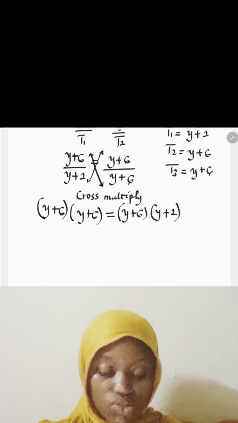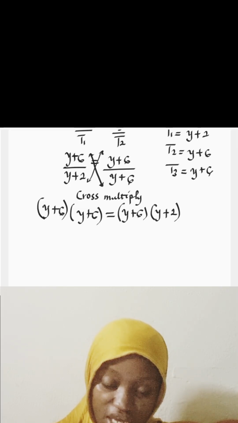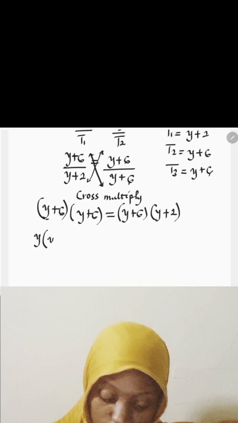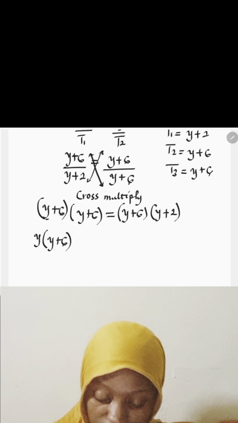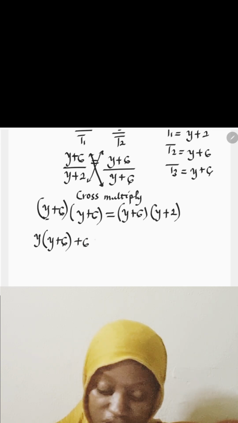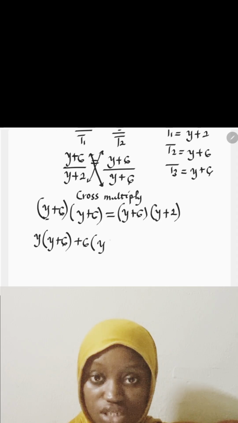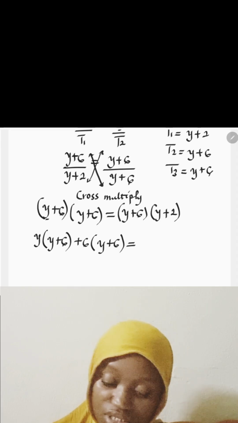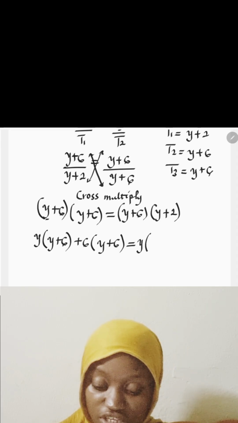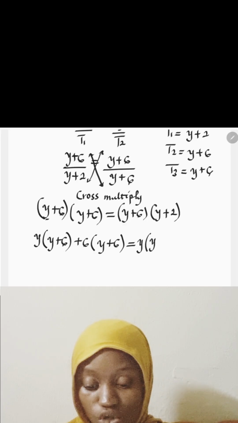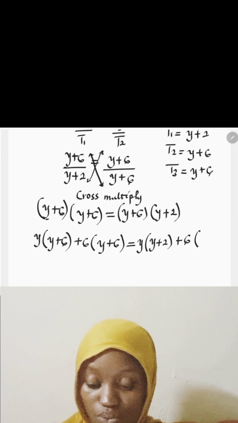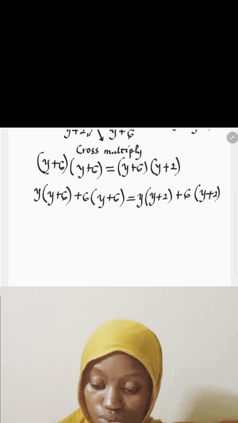What we do at this point is expand the brackets. We pick the first term in the first bracket, which is y, and multiply it by the whole of the second bracket, which is y plus 6. Then you pick the second term in the first bracket, which is plus 6, and multiply it by the whole of the second bracket, which is y plus 6. We equate this to the right-hand side. We do the same thing: the first term in the first bracket, y, multiplied by the whole of the second bracket, y plus 2, plus the second term in the first bracket, 6, multiplied by the whole of the second bracket, y plus 2.